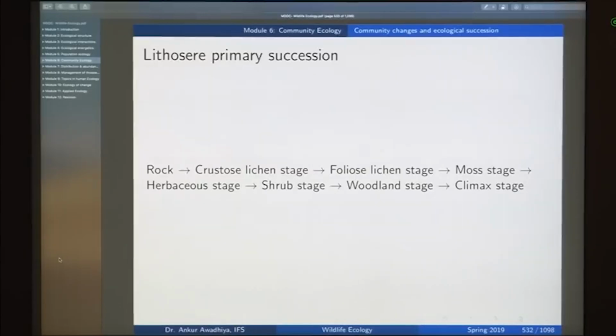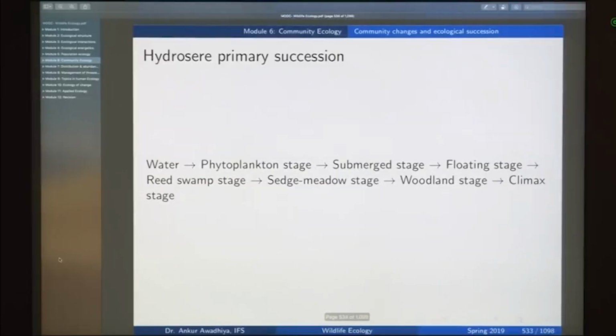Now, in the case of primary succession, we have this lithosphere primary succession that we have just seen, and the second one is the hydrosphere primary succession, in which you start with water, which has very low amount of nutrients. From water you move to phytoplankton stage, to submerged stage, to floating stage, to reed swamps, then sedge and meadows, then woodland, and then finally the climax stage.